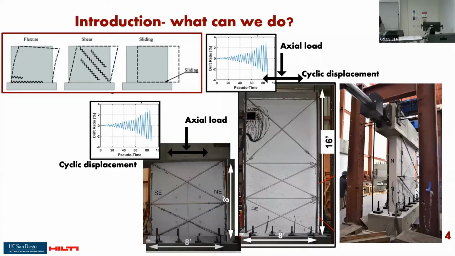And we applied a cyclic displacement. You see in this picture, there is a big arm. This is an actuator. It's a big arm that literally moves at the top of the wall to simulate earthquake loading. So we applied this cyclic reverse history displacement at the top to simulate the earthquake loading on the wall.